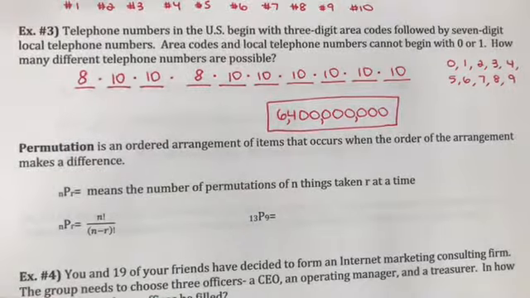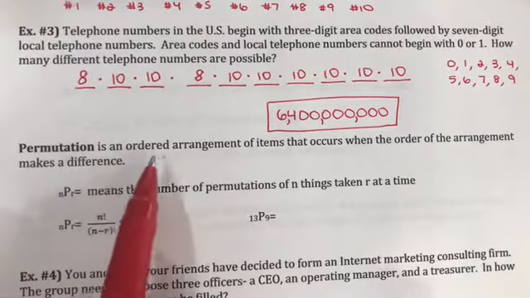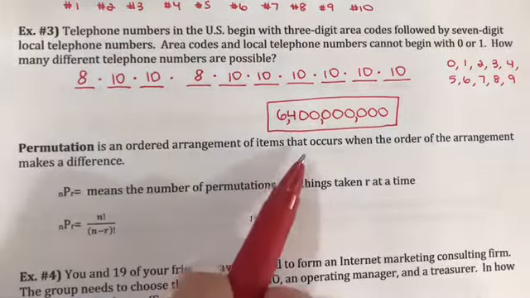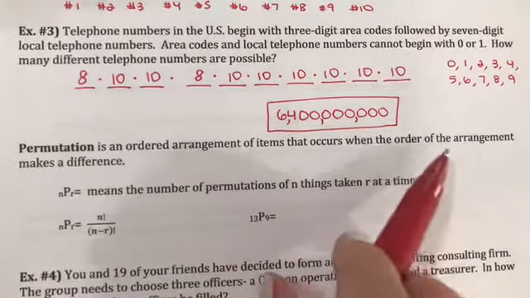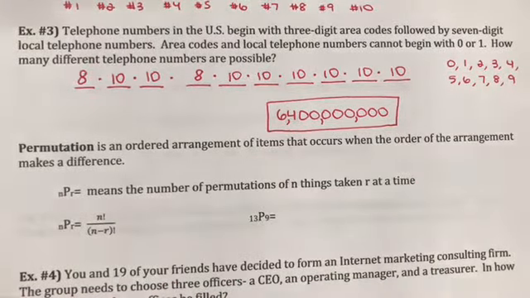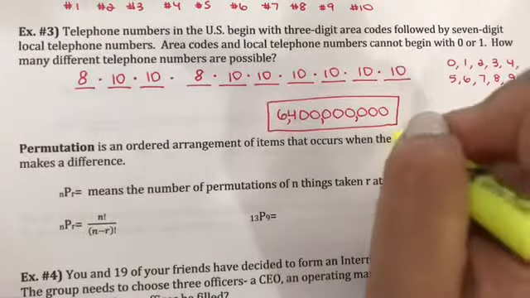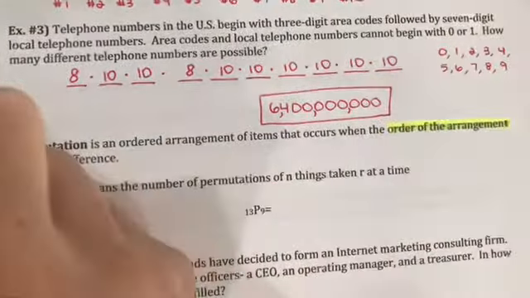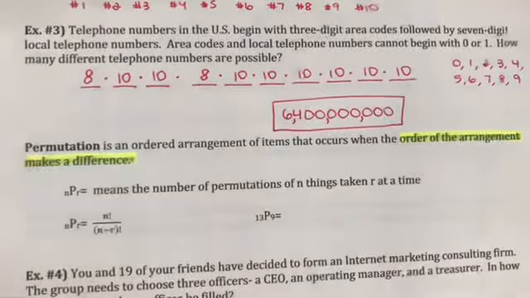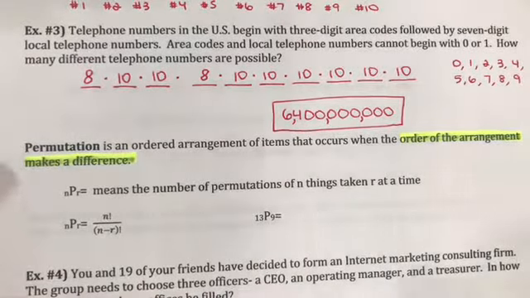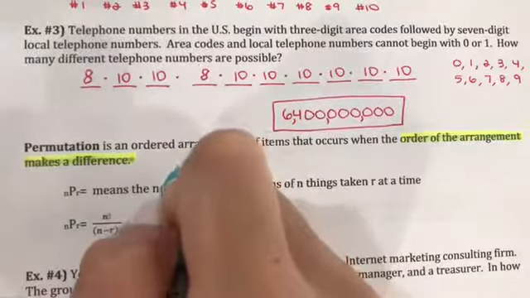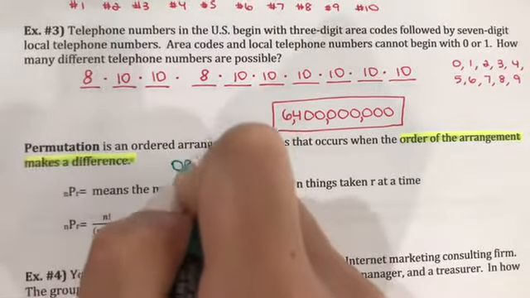Now, a permutation is a special type of counting principle, and it is an ordered arrangement of items that occurs when the order of the arrangement makes a difference. That is the most important piece for permutations. So the important thing, and I'm going to write it in big bold letters, is that order matters.